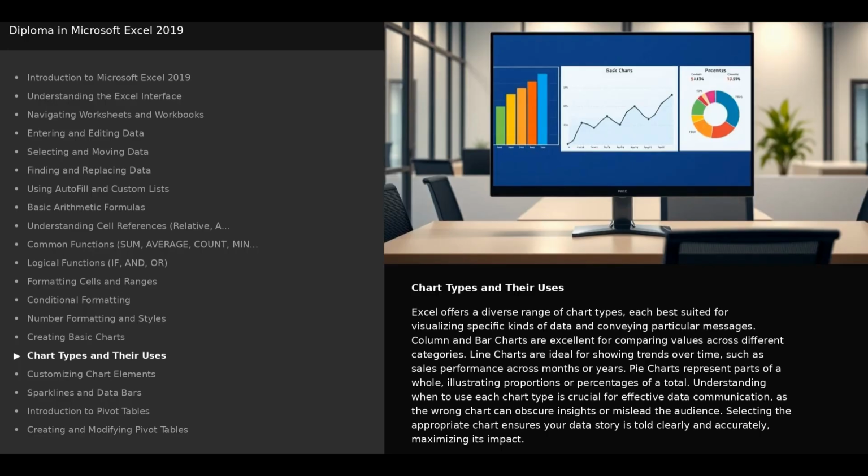Chart types and their uses. Excel offers a diverse range of chart types, each best suited for visualizing specific kinds of data and conveying particular messages. Column and bar charts are excellent for comparing values across different categories. Line charts are ideal for showing trends over time, such as sales performance across months or years. Pie charts represent parts of a whole, illustrating proportions or percentages of a total.